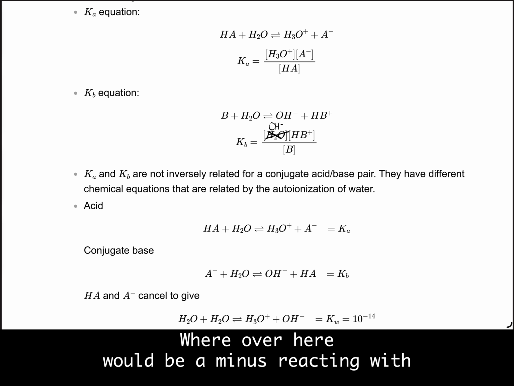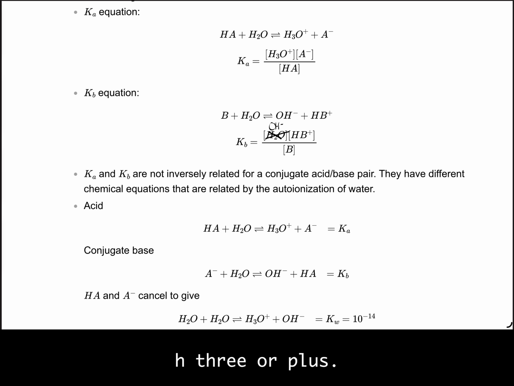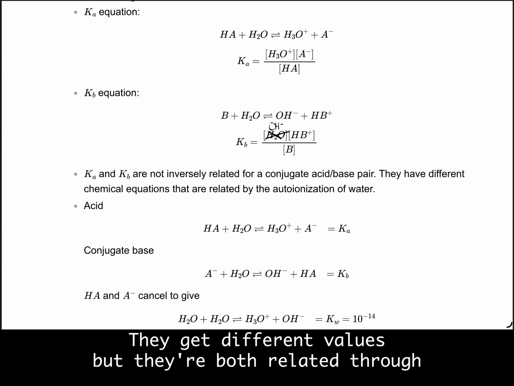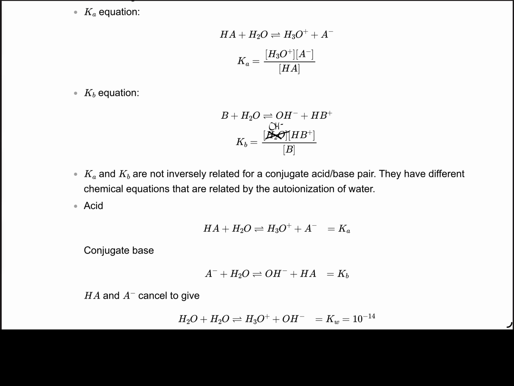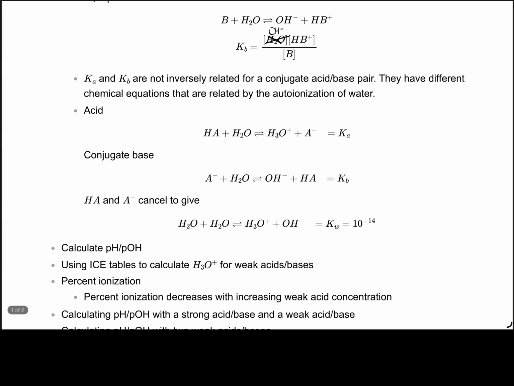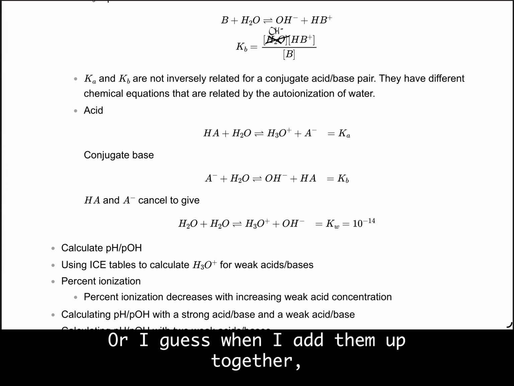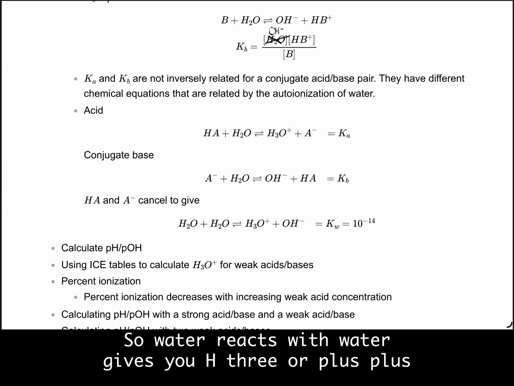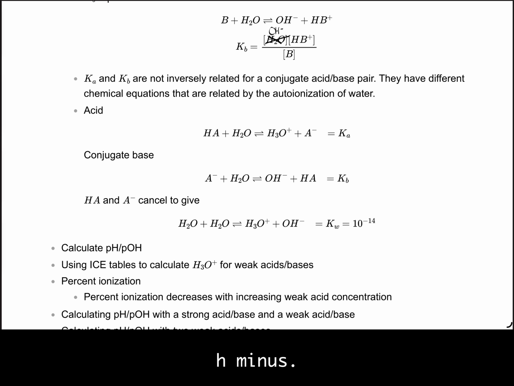Where over here it would be A minus reacting with H3O plus. So these are different expressions. They get different values, but they're both related through, or I guess when I add them up together, what I get is the autoionization expression for water. So water reacts with water, gives you H3O plus and OH minus.